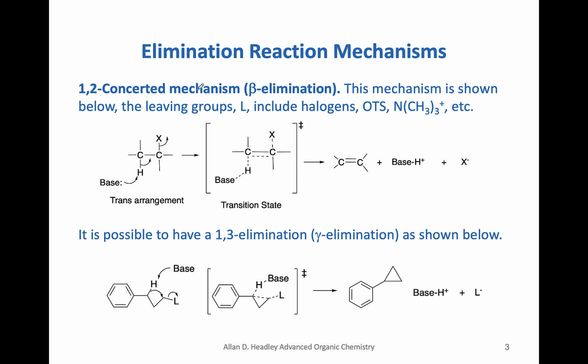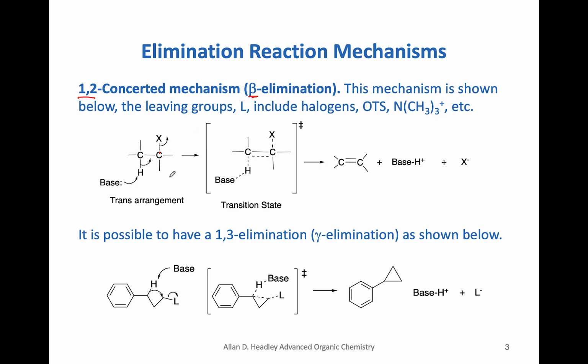Let's describe first of all why it's called the 1,2 or the beta elimination. Here we have the leaving group bonded to this carbon. We can call that the alpha carbon. The carbon over is the second carbon, so it'd be 1,2 or beta, and the hydrogen that's leaving as a proton is on this carbon. So you can now see why it's called the 1,2 elimination or the beta elimination, because the leaving group and the hydrogen that will be abstracted are on adjacent carbons.